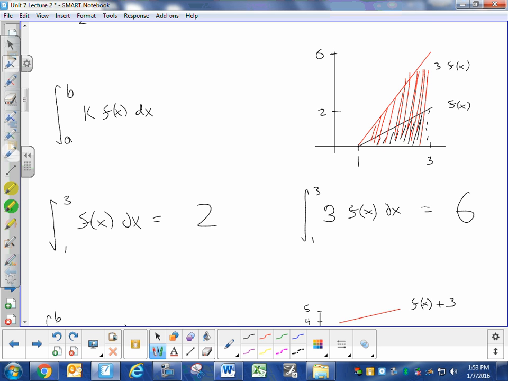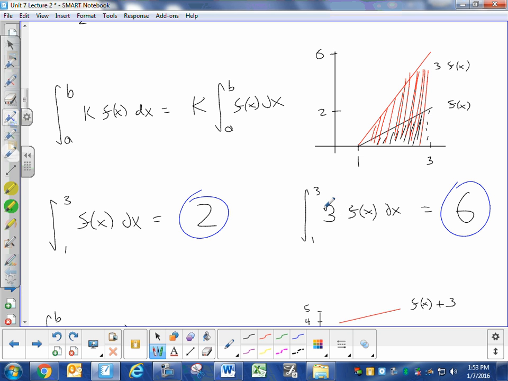Okay? Well, notice the area for my first guy is 2. The area from 3 times f of x is 6. What can we say? Well, we can say that you could just take the area under f normally and just multiply it by the constant. This here is the same as if I take this 3 out and find the area. Here's that next property.